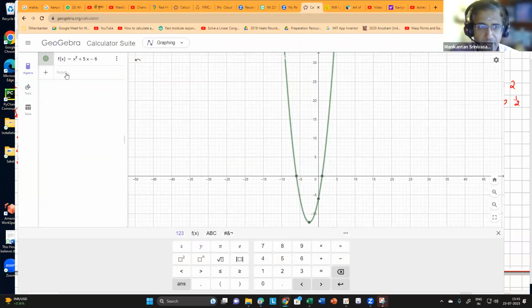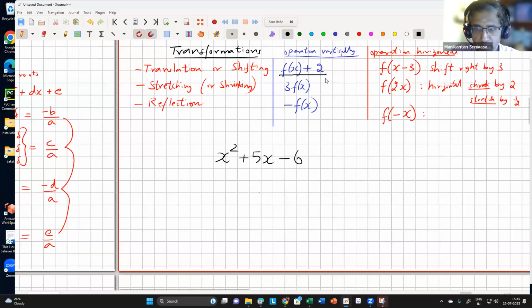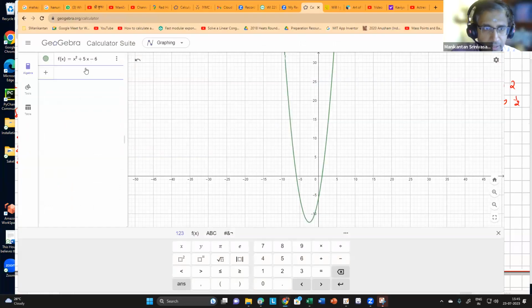So this is the green graph. Now let's do it step by step. The first one we'll do is shifting up by 2, f of x plus 2. In other words, it'll be x square plus 5x minus 6, this is the original equation. If I just do a plus 2, or maybe I'll just illustrate plus 10 so that it's easy. So every point has shifted up by 10. It might seem like the points here have shifted more. It's not the case. It's just that the values are much higher here.